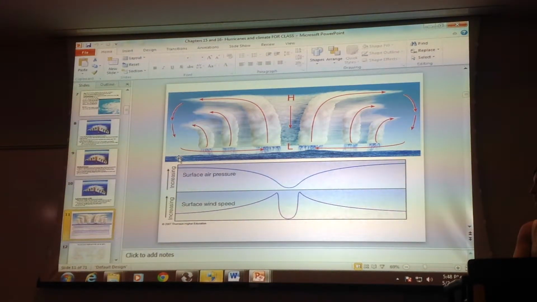How about what happens to pressure as we go in towards the center, towards the eye? Does pressure get higher or lower? Lower. And it's at a minimum within the very center of the hurricane. How about wind speed? As you go towards the eye, what happens? Winds get faster, but then after you leave the eye wall and enter the eye, the winds drop off significantly.